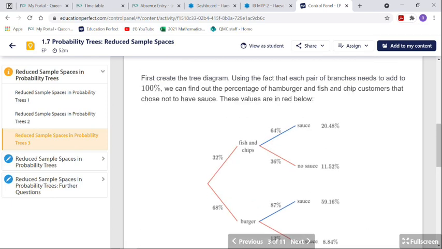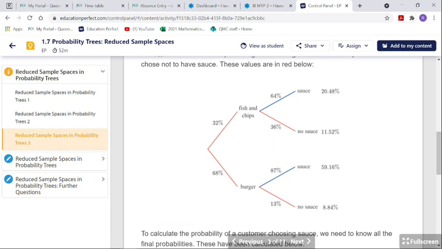Okay, so first you create your tree diagram. So they could either order fish and chips or a burger. And then they either had sauce or no sauce. They gave you the probabilities of those in percentages. So just change, and they left them in percentages. Although in order to multiply these together, you'd have to change them to decimals first, right? So here's our probability tree.